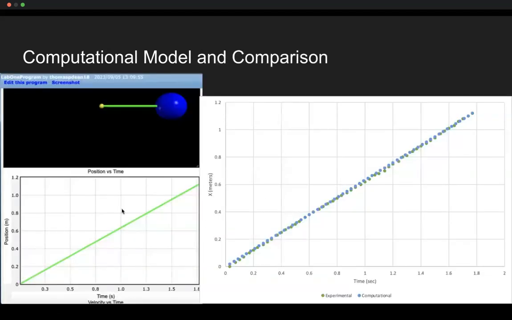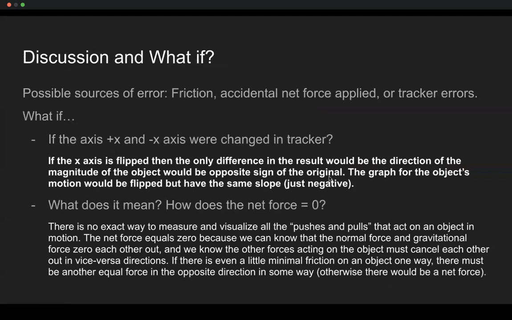So this is the comparison. This is what the online one looked like, and this is what the two look like next to each other. Mine were fairly similar. The only difference is this green one was the experimental, so it was a little bit more off. So what does this result in? We had a few possible sources of error: friction, accidental net force, and tracker errors. And the what-ifs: what if the axes were changed? The only difference would be in the graph, where the magnitude would be negative versus positive. It has the same magnitude, just in a different direction.